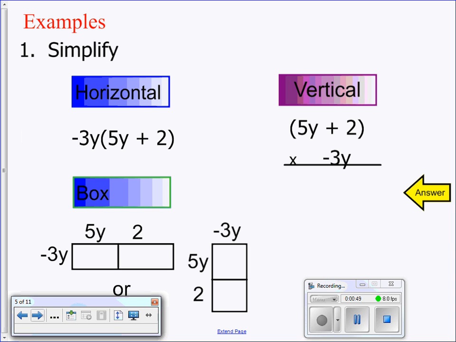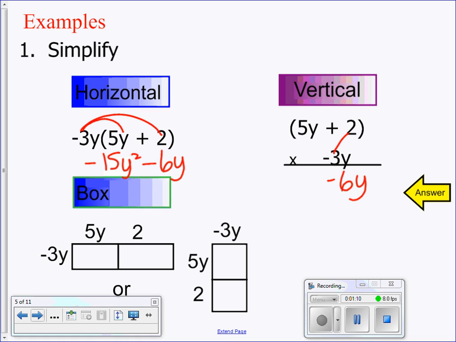So for example, we have negative 3y times 5y plus 2. On my horizontal method, I would do negative 15y squared, and then this is minus 6y. For this one, I would do negative 3y times 2 would be negative 6y, and negative 3y times 5y would be negative 15y squared.